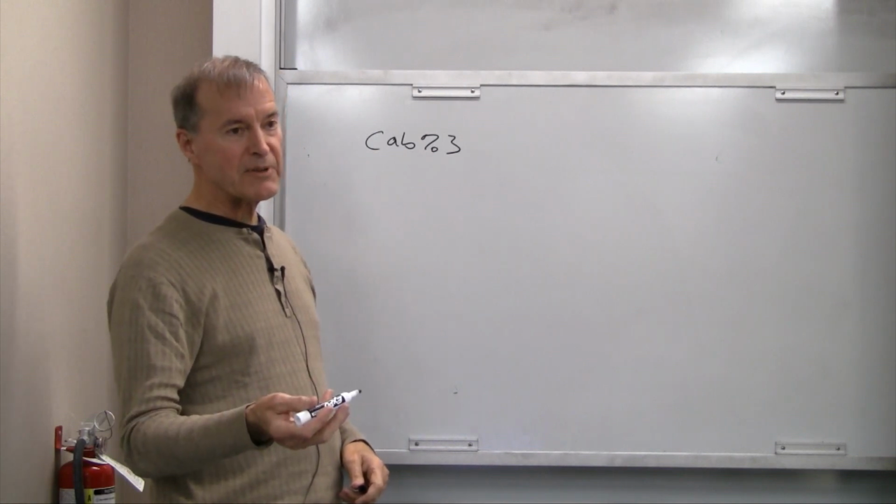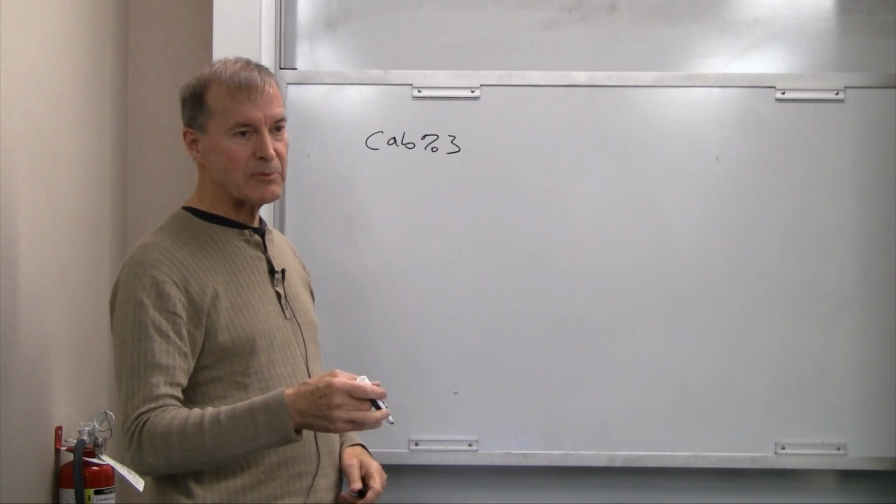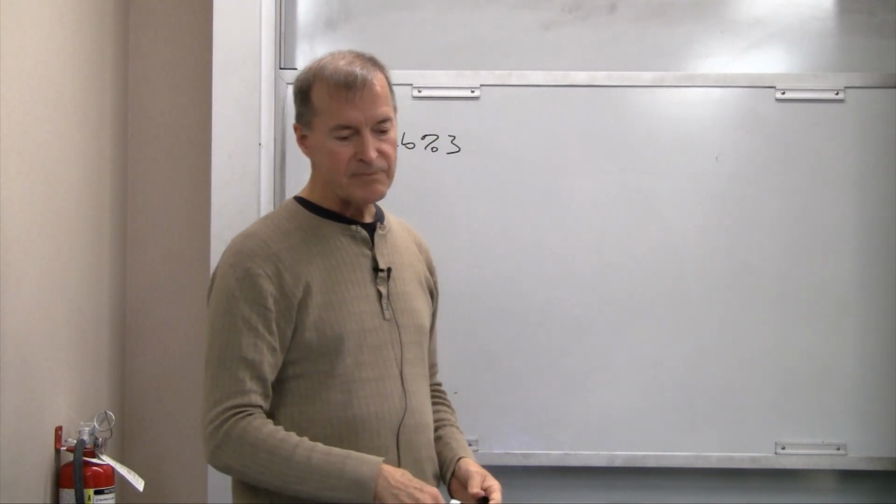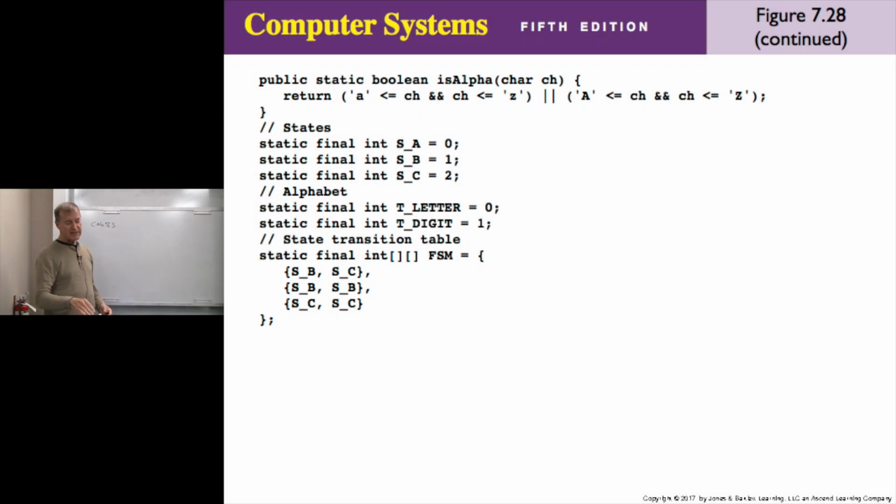because now what are the possibilities? Not just letter or digit. What are you going to have to do here? Instead of just alphabet being T letter 0, T digit 1, what else are you going to need? T other, and make that 2, and then modify your machine accordingly so that it works correctly.